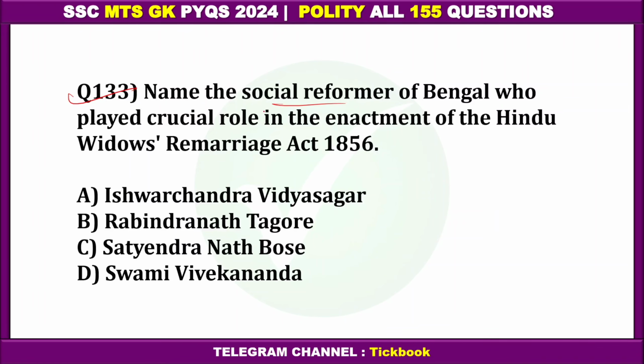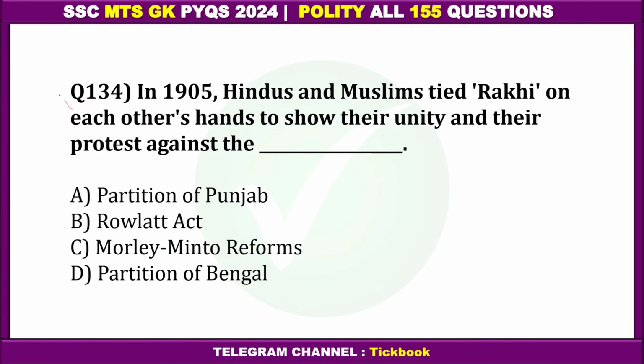133. Name the social reformer of Bengal who played a crucial role in the enactment of the Hindu Widow Remarriage Act 1856. Option number A. Ishwar Chandra Vidyasagar. 134. In 1905, Hindu and Muslims tied Rakhi on each other's hands to show their unity and their protest against the option number D. Partition of Bengal.